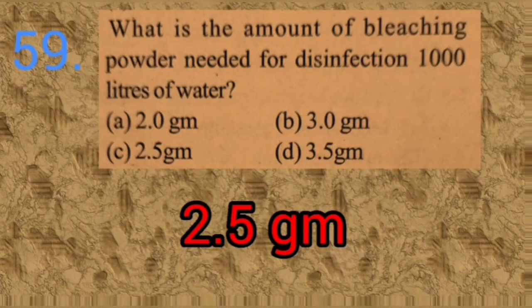What is the amount of bleaching powder needed for disinfection of 1000 liters of water? 2.5 gram. That is, option C is right. 2.5 gram.